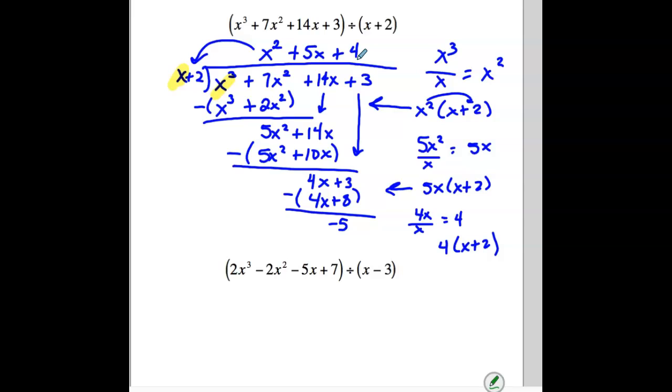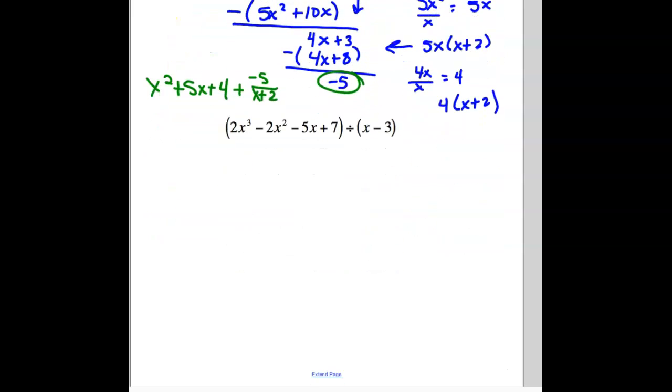So my answer will be written as x squared plus 5x plus 4, plus this remainder, and what it's being divided by is x plus 2. All right. Our next one.